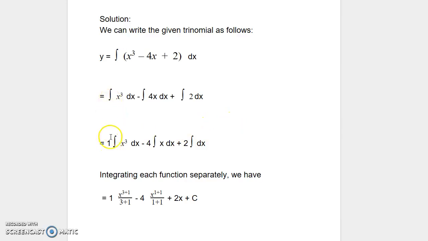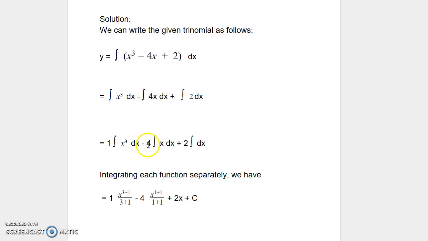So the first one we can write as, if we have x cubed, it means 1x cubed, so we can pull out the 1 outside of the integration process. 1 integral x cubed dx. If we don't write the 1, it doesn't matter. 1s are implied in math. So 1 integral x cubed dx minus 4 integral x dx.